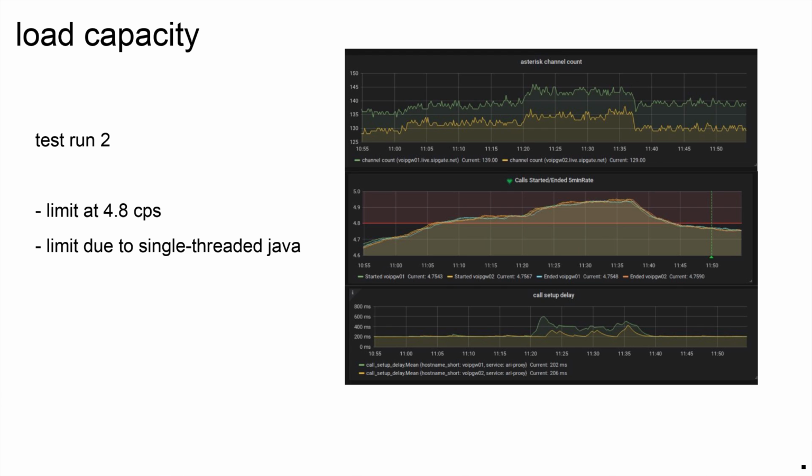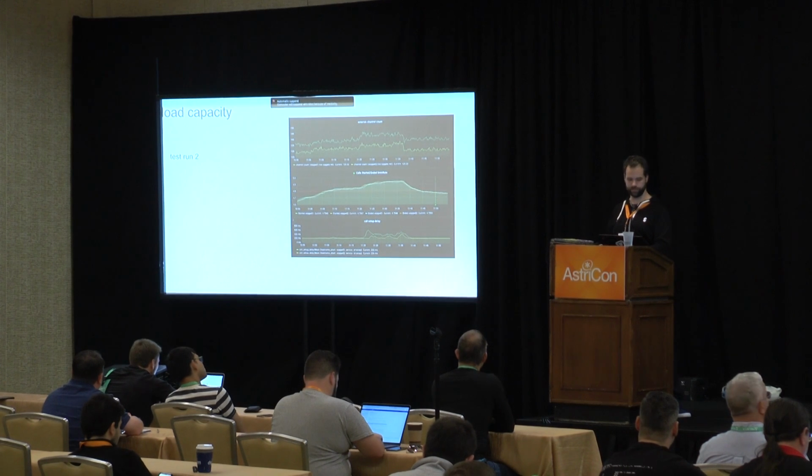But I think for us, these 4.8 calls per second are enough, since we don't want these huge Asterisk instances serving millions of calls a day. We want smaller Asterisk instances serving not so many calls. So if the Asterisk crashes for any reason, not many calls are affected, just a little bit. So we could have done some optimizations there, but we didn't because it's enough for us.